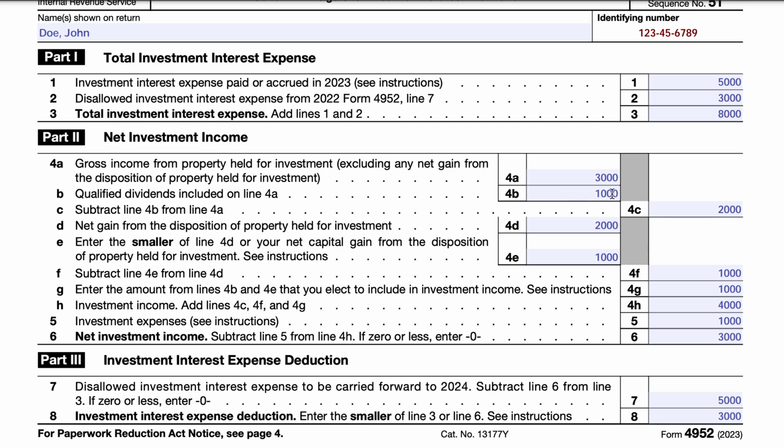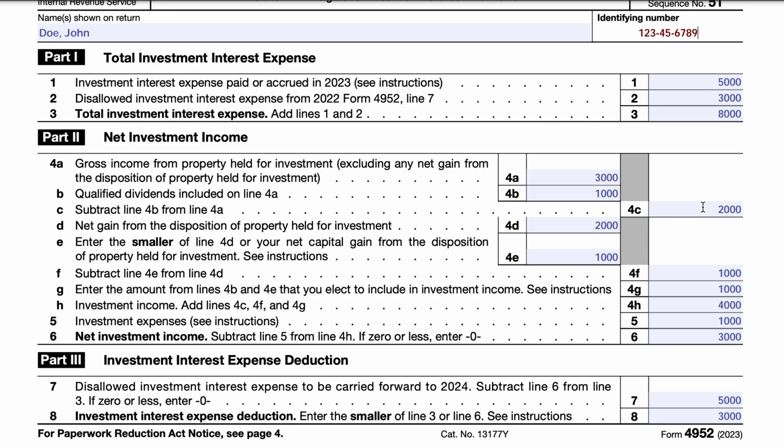You would find this on your form 1099-DIV. I believe that's line 1B. Or this would also match line 3A from your form 1040. So, if you have multiple 1099s, the line 1B numbers should add up to the amount that's on your form 1040 line 3A. You would enter that same number here. And then on line 4C, you subtract the qualified dividends.